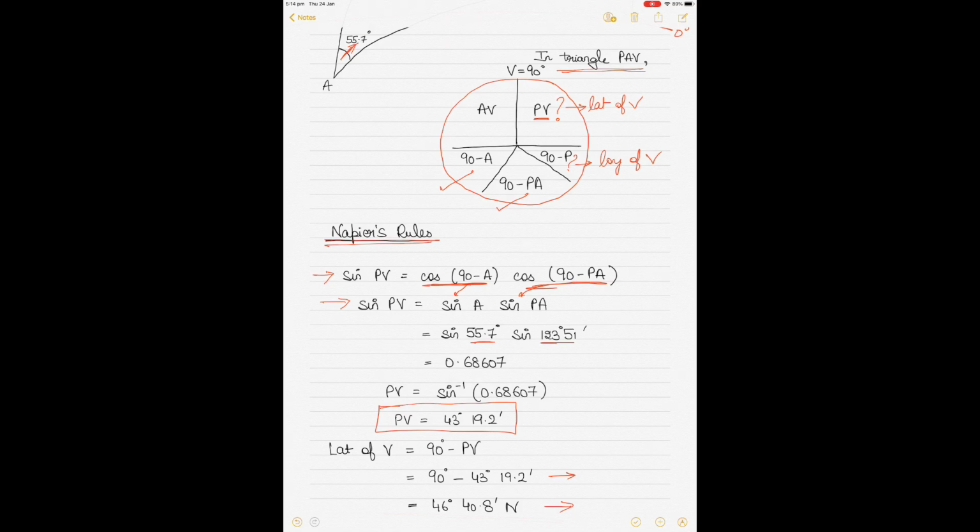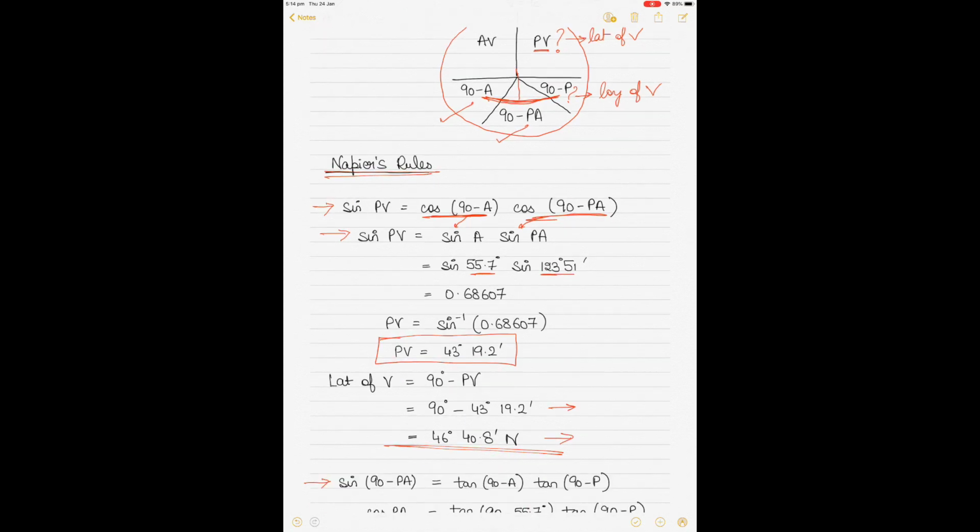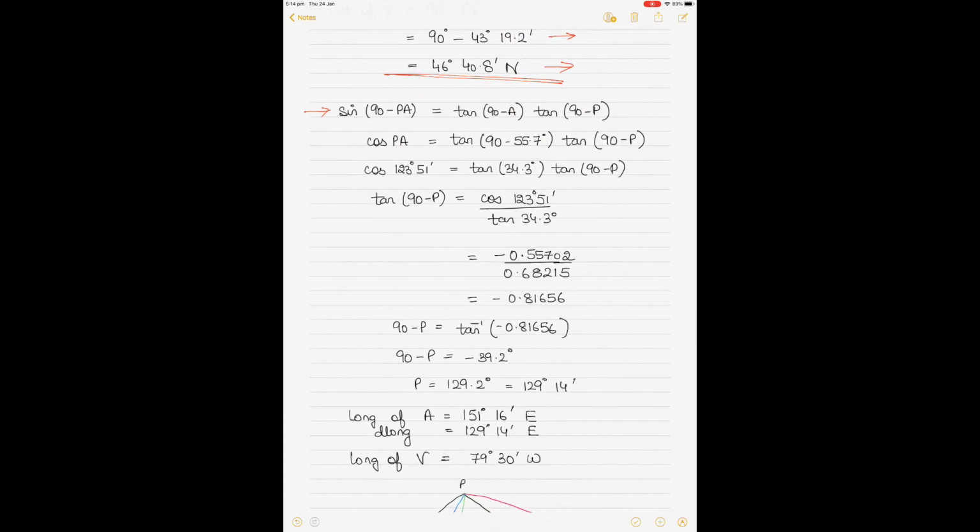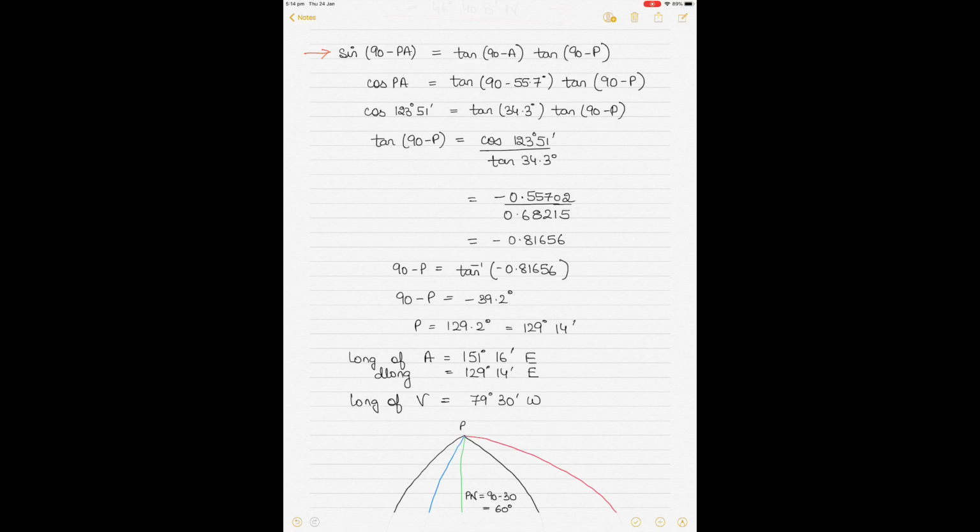Although I found out PV, I'm not using it. So using A and PA, I'm finding out P. So I'll use my other rule which says that 90 minus PA is the middle part, and 90 minus P and 90 minus A become the adjacents. So I will use 90 minus PA, and this is what I was doing here, equals tan of 90 minus A and tan 90 minus P.